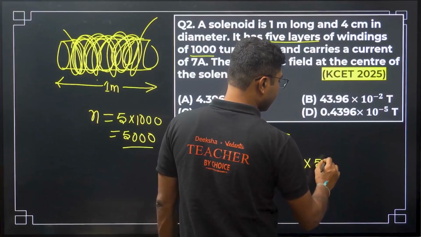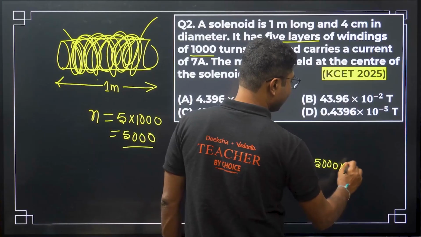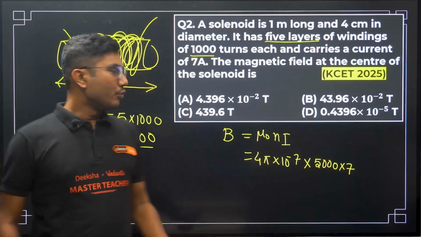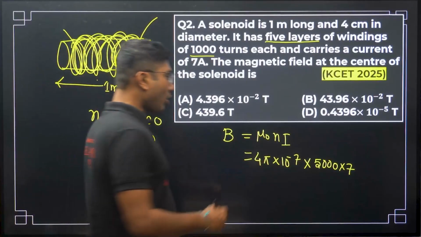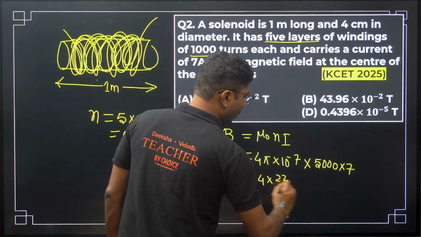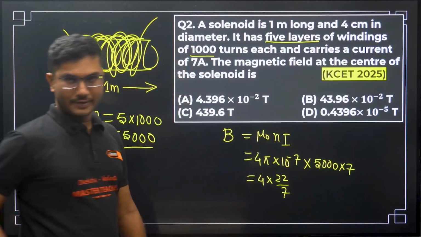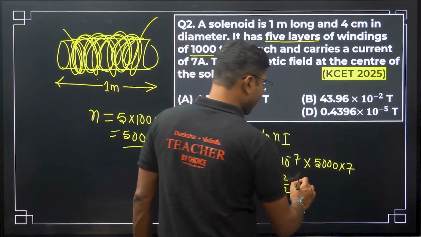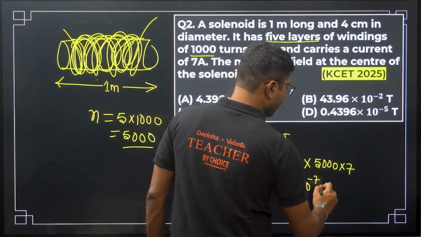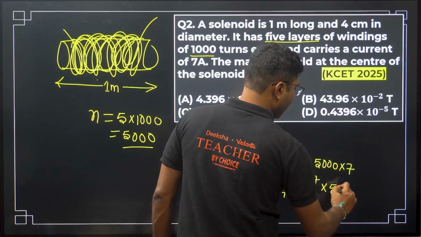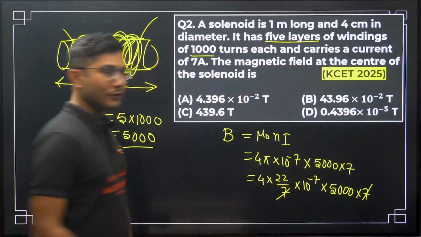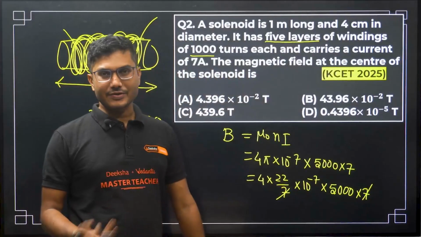Number of turns is 5000 and current is given by 7. Now because current is given 7, we will write pi not as 3.14 but a little bit older version, that is 22 by 7. Even though it is not the exact value, it is an approximated value, but we will use this value instead of 3.14. Remember, pi is an irrational number. You cannot write it like 22 by 7, but this is the nearest rational number.